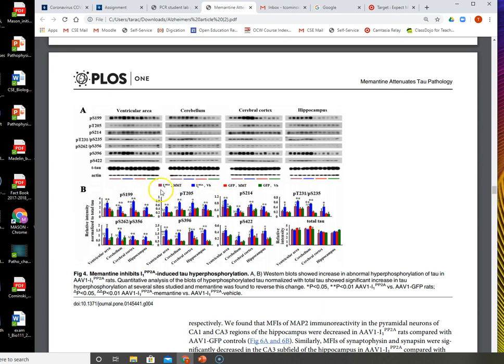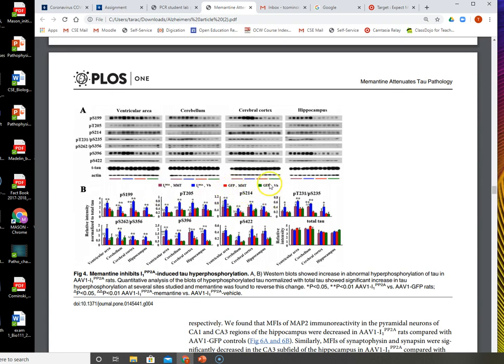However, if you look at those same animals, that Alzheimer's model, right? When memantine is given, you can see that it's decreased. Okay, so it's saying, and what they're showing is that the memantine is decreasing the amount of phosphorylation. Okay, and then again, these are controls, right?